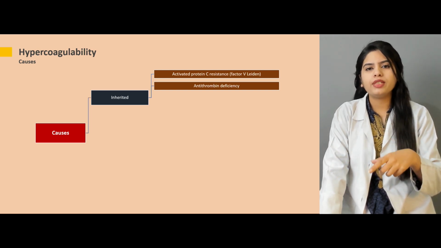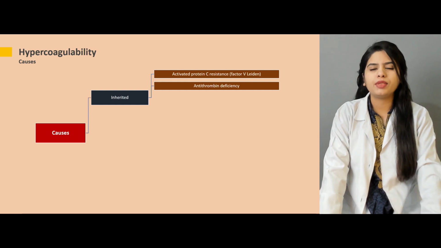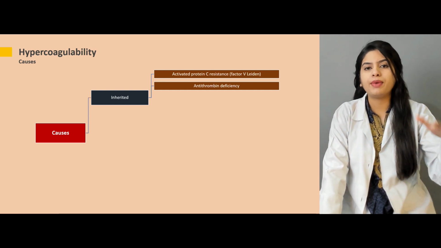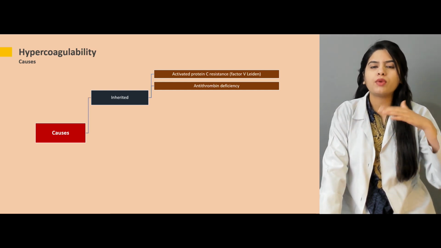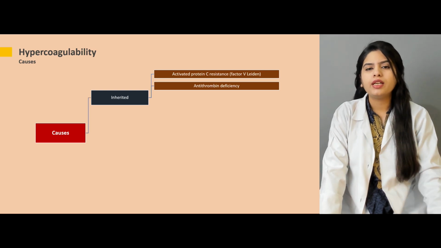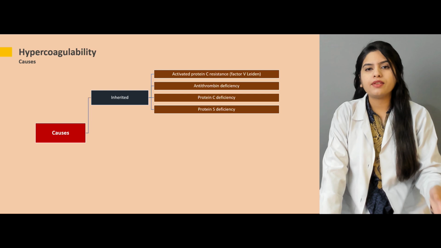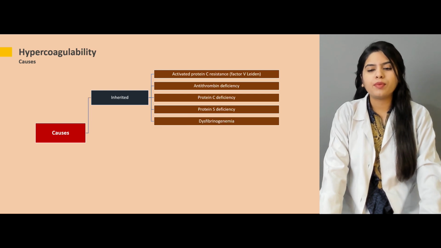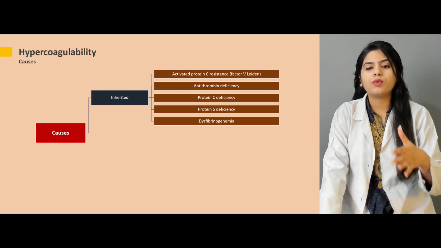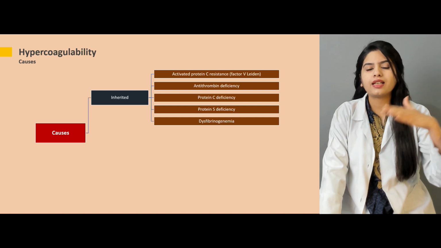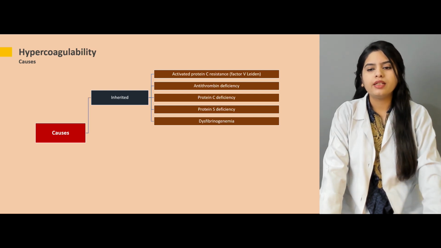So when antithrombin is deficient, obviously there can be the hypercoagulability, because the balance that is present between the coagulation and the bleeding will be disturbed. Then protein C deficiency can also be a reason of the hypercoagulability. There can be the protein S deficiency, dysfibrinogenemia. Now, all of these are basically the things that are controlling the blood clotting. They are basically deficient in the patient that are leading to the hypercoagulable state.